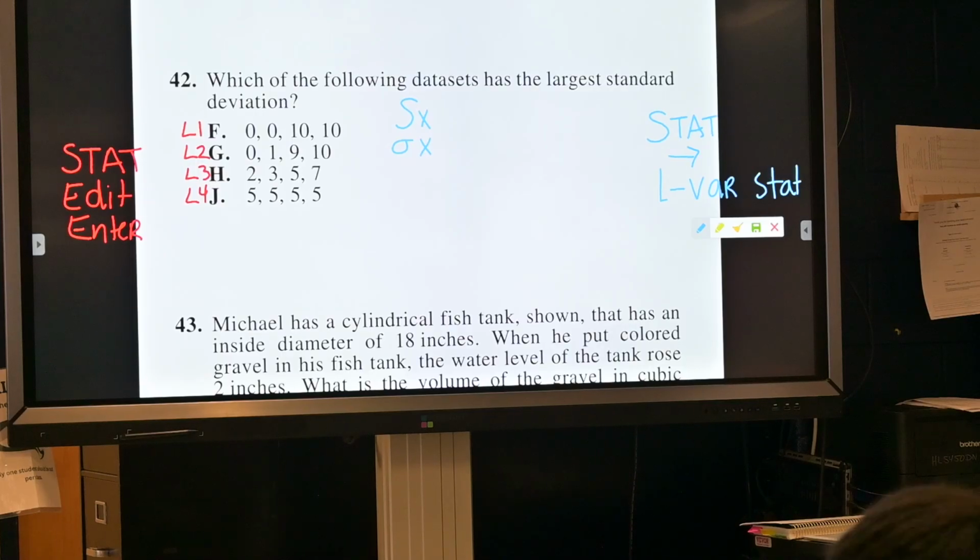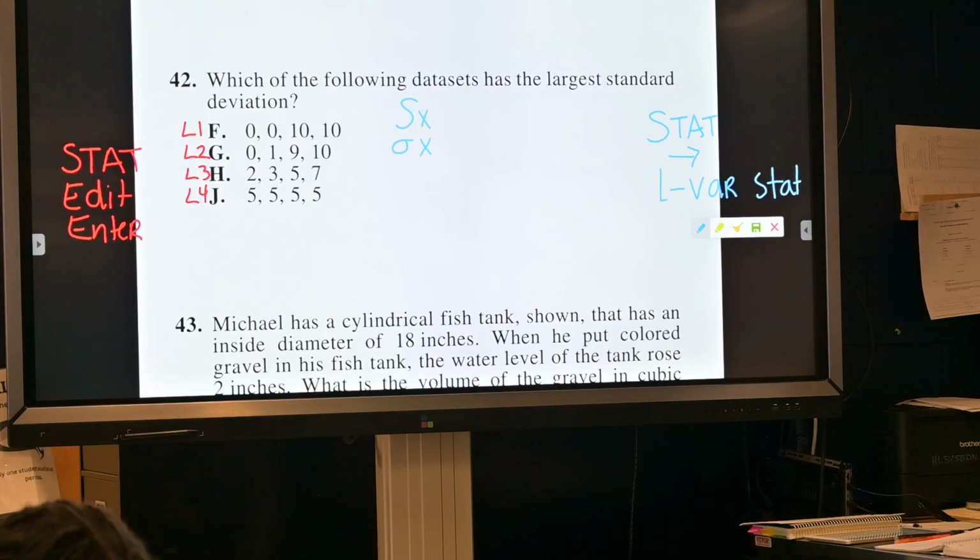Are you on list 4? You can do list 4 first, but do you want to do list 1 first? Okay, come back up here. Do you see down here how it has your list? Do you see list 1 somewhere in here? You'll have to hit second and then that one. So second, list 1. There we go. Now just arrow down to calculate and hit enter.